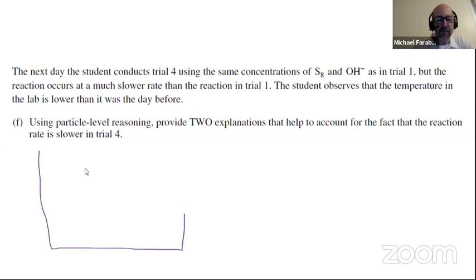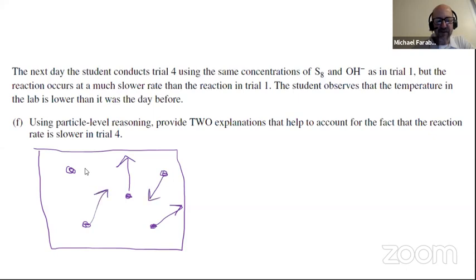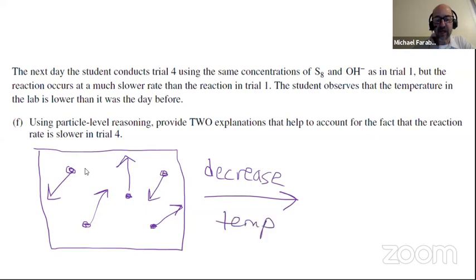Now we've got to talk about particle level reasoning. So do not say that the reaction rate is slower because the temperature is lower. That's not a particle level explanation. So what I have here are just some particles that are moving around inside a container. And now we're going to decrease the temperature. So what's going to happen to those particles?